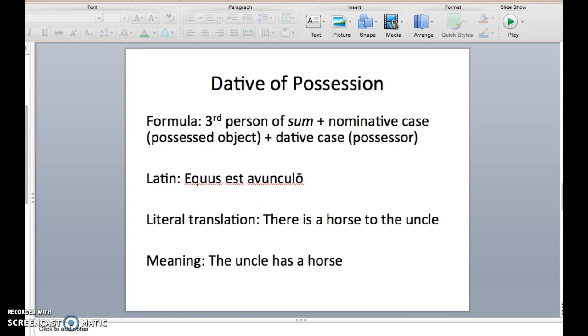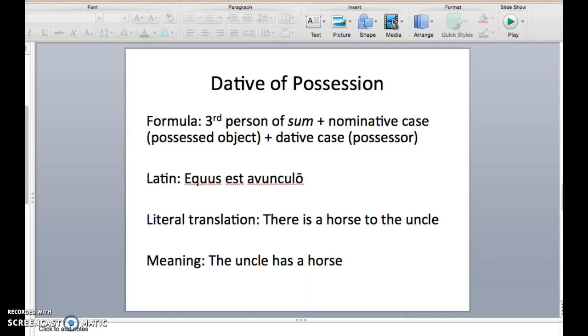Equus est avunculo. So by the formula above, the thing being possessed is the horse, and the person possessing is the uncle, which is in the dative case, avunculo. So there's a literal translation of this, which would be, there is a horse to my uncle, or to the uncle, or the horse is to the uncle.